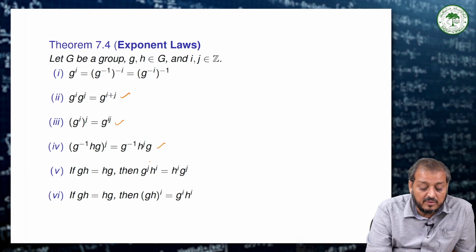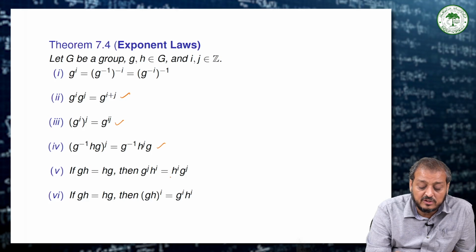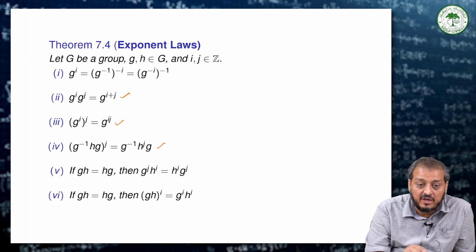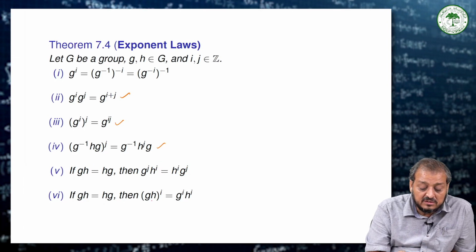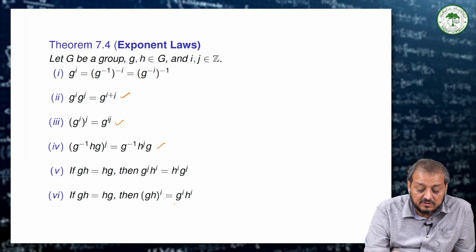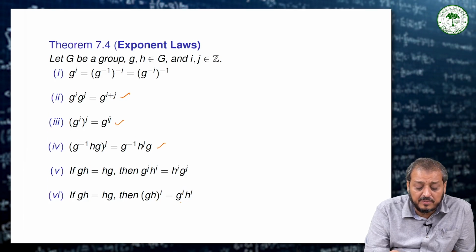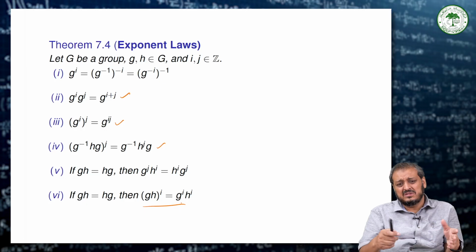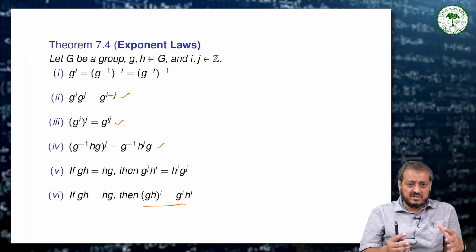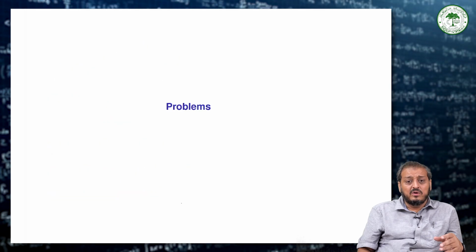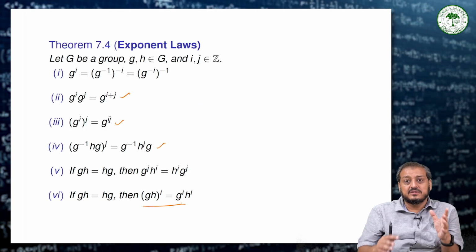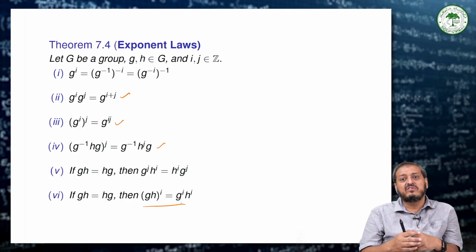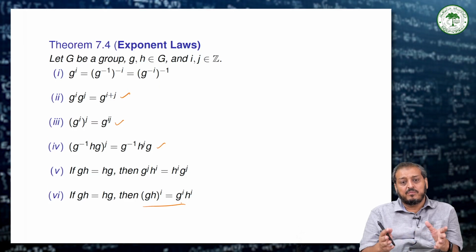then g to the power i times h to the power j equals h to the power j times g to the power i, and gh whole to the power i is equal to g to the power i times h to the power i. These are the exponents laws. I am not going to prove these exponents laws here, but we will try to use them when we solve problems.